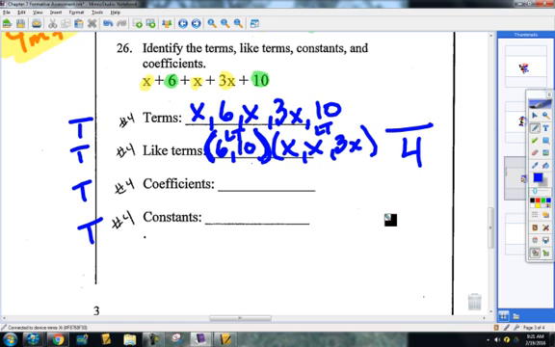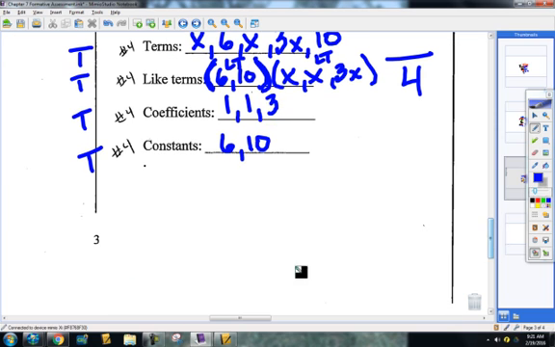Okay? Remember, a coefficient is just the number directly in front of the variable. It's not the variable. It is what's in front. So it's this right here, and this right here. So we should have 1, 1, and 3. Okay? And finally, constants. Those are just your numeric terms. So we know that's going to be 6 and 10. Okay, that back page is out of 10. So as I said, the entire thing is going to be out of 29.